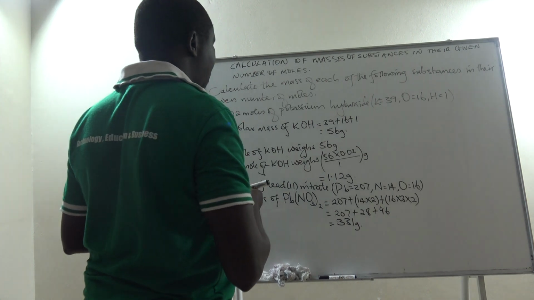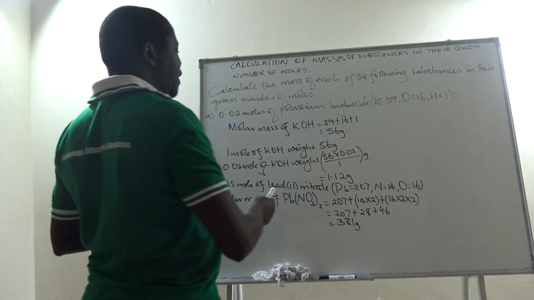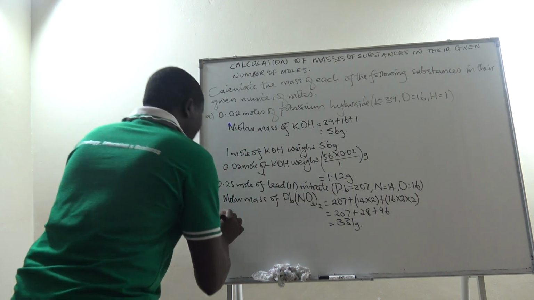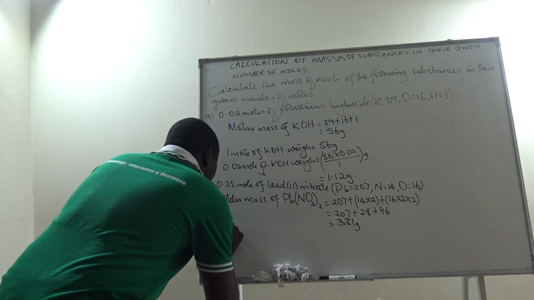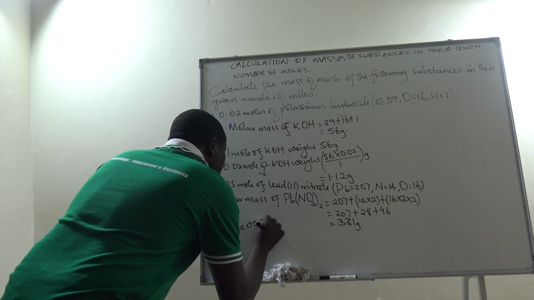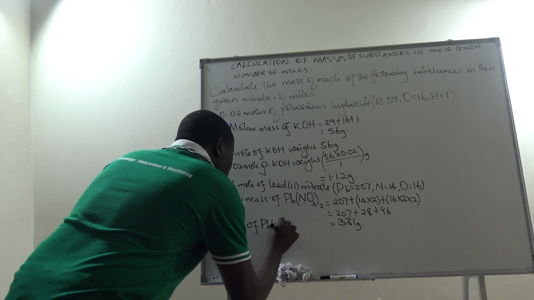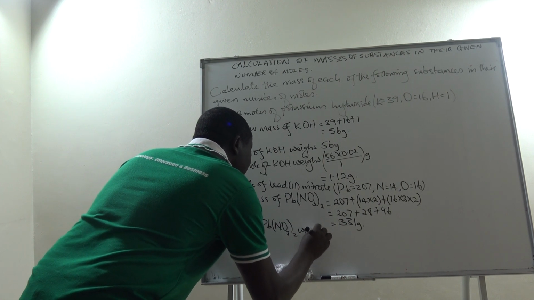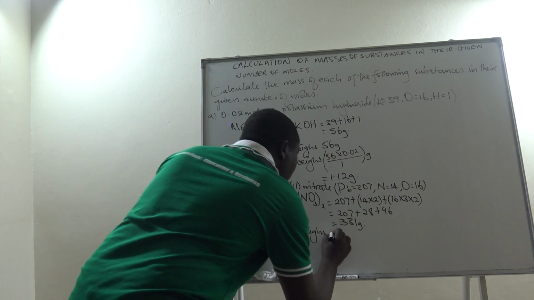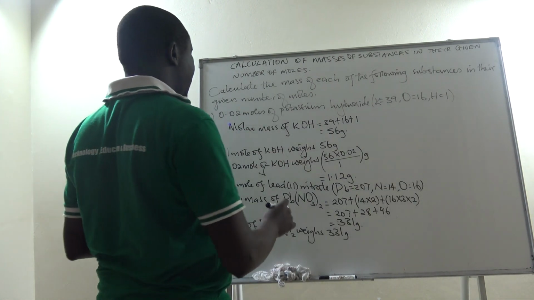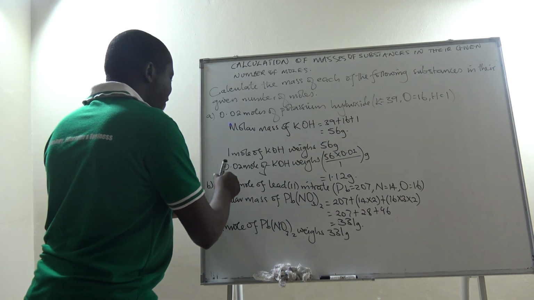That is the mass of 1 mole. So we are looking for the mass in 0.25 mole, and what do we start with? We start with mole. And from here, that 1 mole of lead 2 nitrate weighs 331 grams. Mass on the right hand side, because we are looking for mass in 0.25 moles.